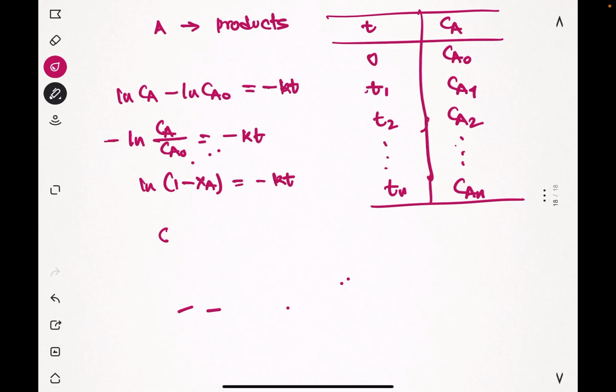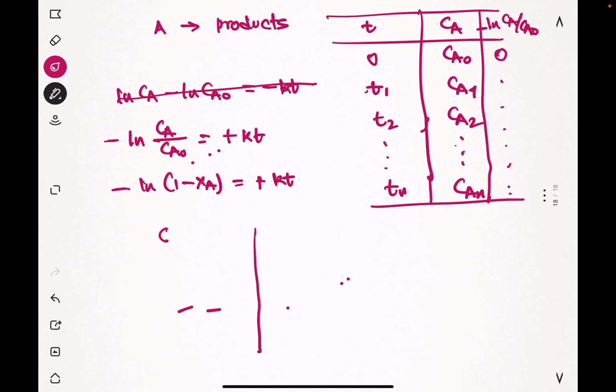Or maybe also if we want to make the other part. So these are linear equations. If we plot ln CA by CA naught versus T, and we have the required data here, we just need to figure out what our ln CA by CA naught is. So CA naught is this. Initially this will be 0 since CA by CA naught is 1, and then we'll have other values.